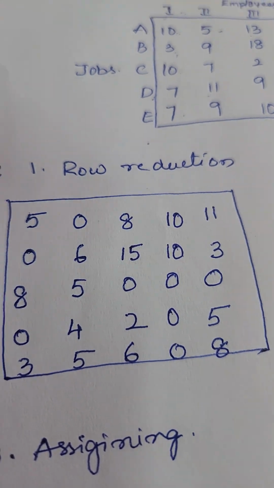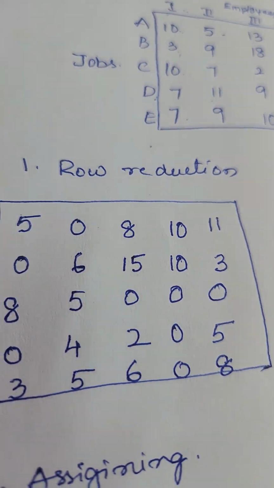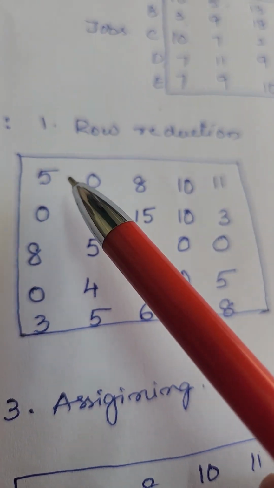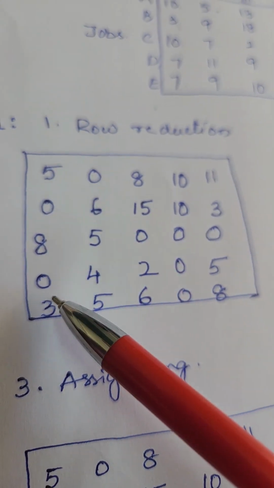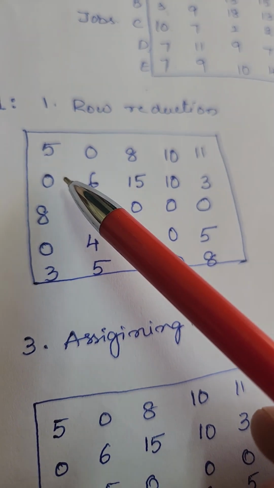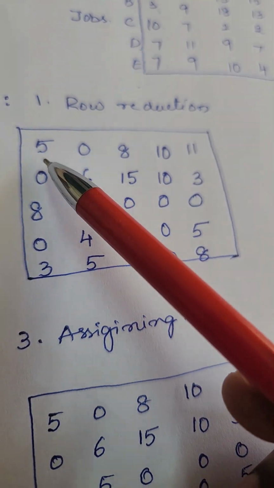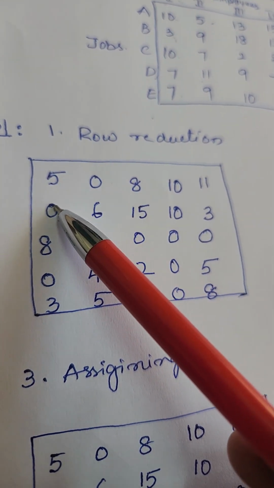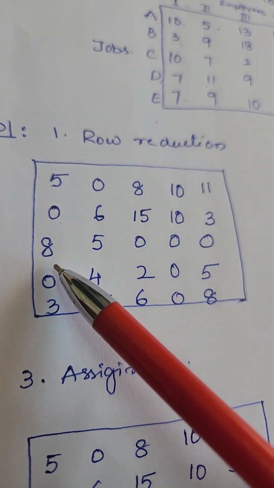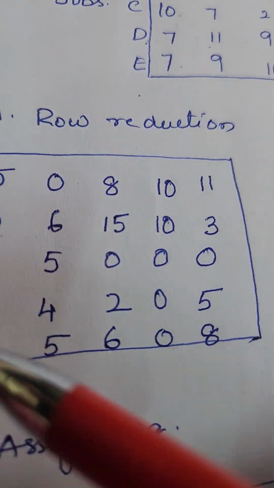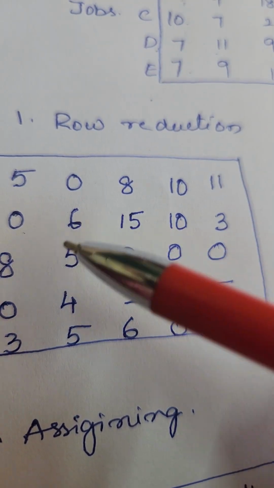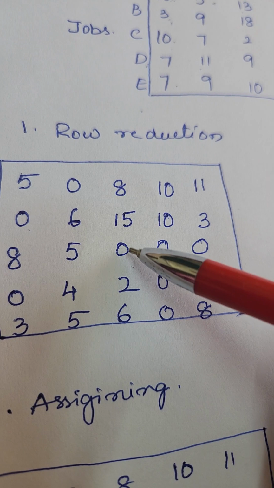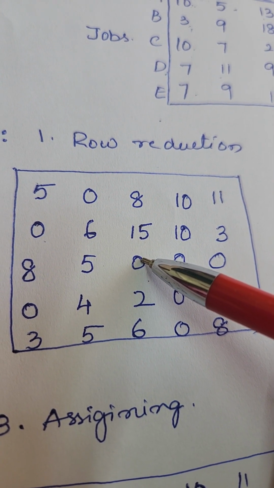After doing the row reduction, for the resultant matrix, do the column reduction. That means first observe the first column, take the least element, and subtract that least element from all the elements of the first column. So in the first column, 0 is the least element. So 5 minus 0 is 5, 0 minus 0, 8 minus 0. Again in the second column, take the least element and subtract it. In the third column, take the least element and subtract it from all the elements.